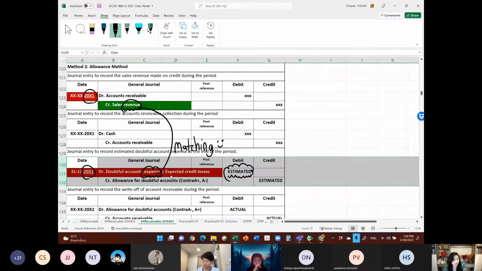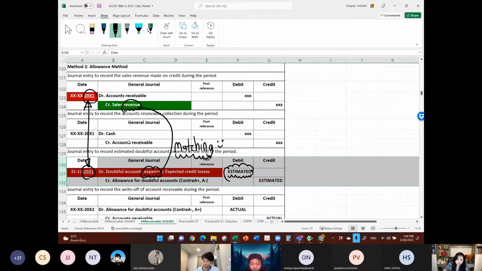So over here, the estimated expense, which is called credit loss or doubtful account expense, is recorded in year one. Do you see that here the revenue and expense are recorded in the same period? So do we have any problem concerning matching? No, we don't, right? Because we record the revenue in year one, and then we record the related expense in the very same year.